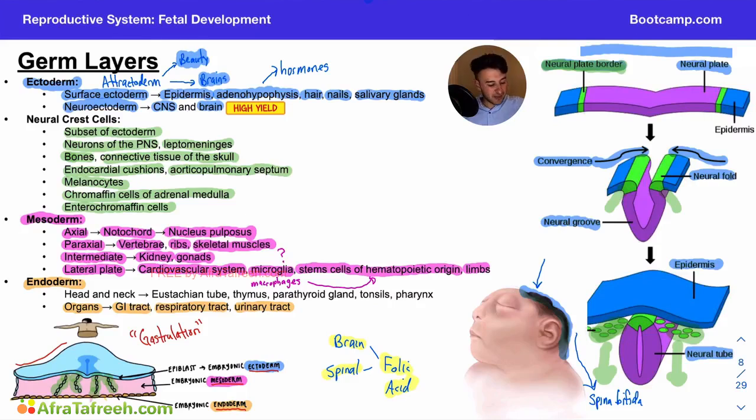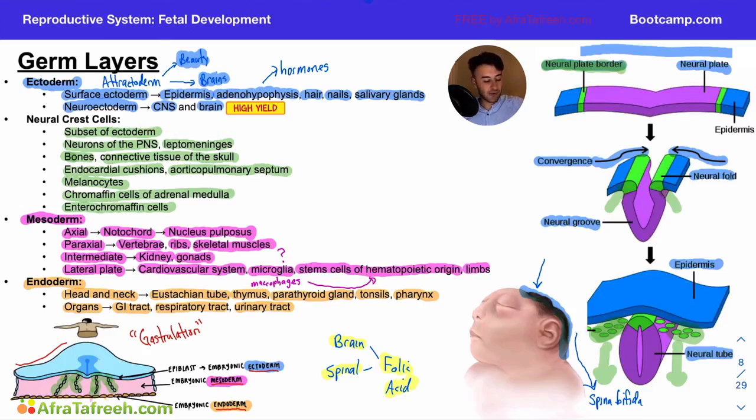But additionally, our endoderm is also going to be found heavily throughout the head and neck. So some high yield sticking points are going to be our eustachian tube, that is an endoderm structure, as well as our thymus and parathyroid glands, tonsils, and pharynx. So when it comes to our head and neck structures, most of them are going to be endoderm. However, it's important to know that our neural crest is what makes the bones of the head and face, and so that is not going to be lumped into this group of head and neck structures.